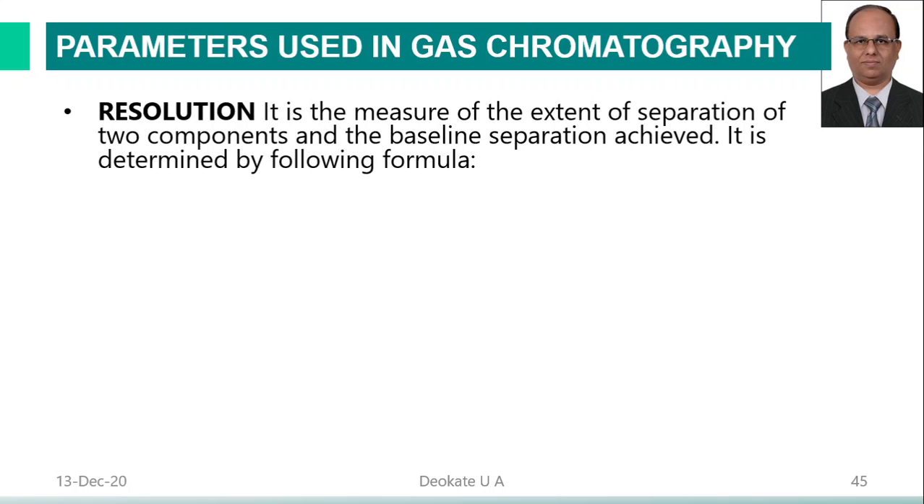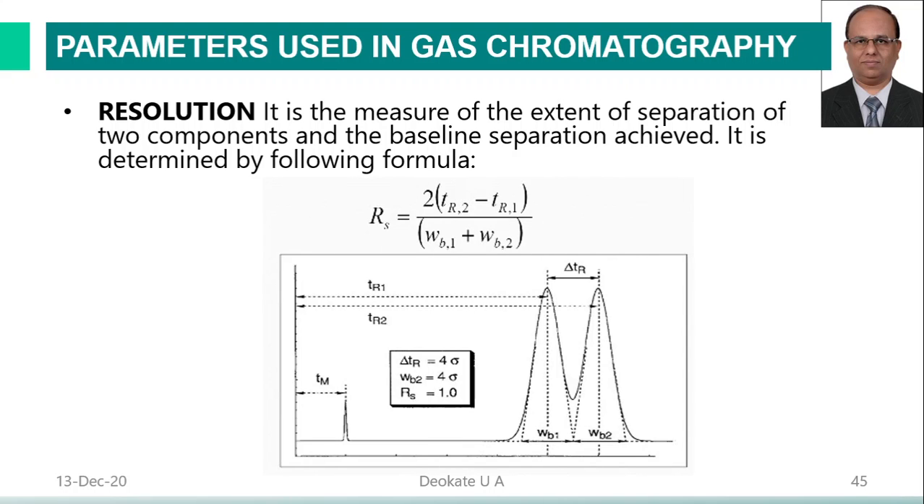Then the parameter used in gas chromatography includes resolution. It is the measure of the extent of separation of two components and the baseline separation achieved. It is determined by a formula. Various theories are there: rate theory and plate theory. We will see the rate theory and plate theory in the subsequent slides. But now you see this resolution, denoted as RS. How much these two peaks are separated from each other is called the resolution.